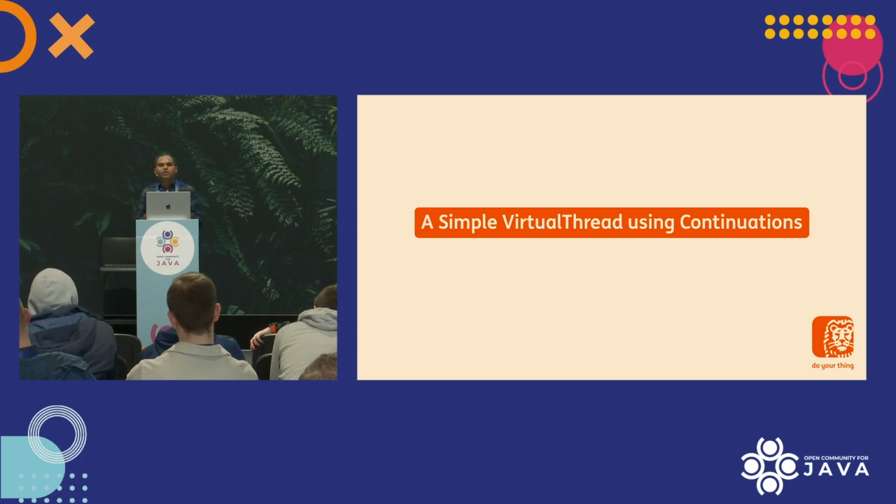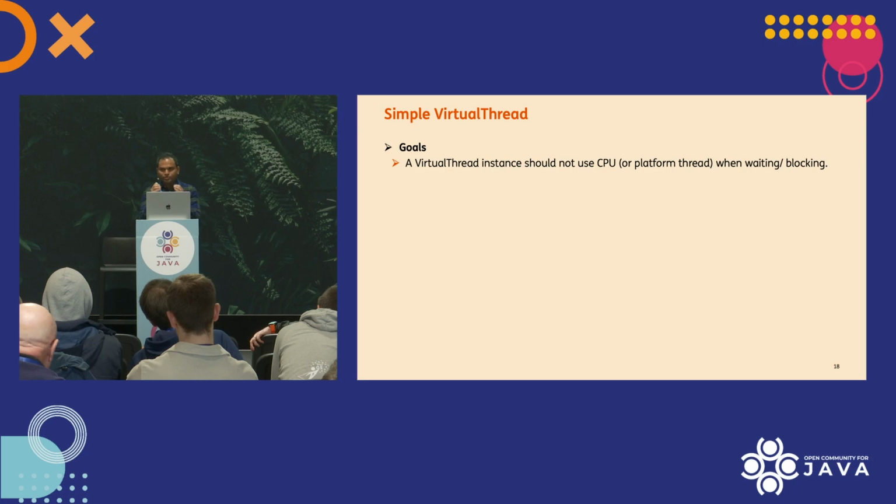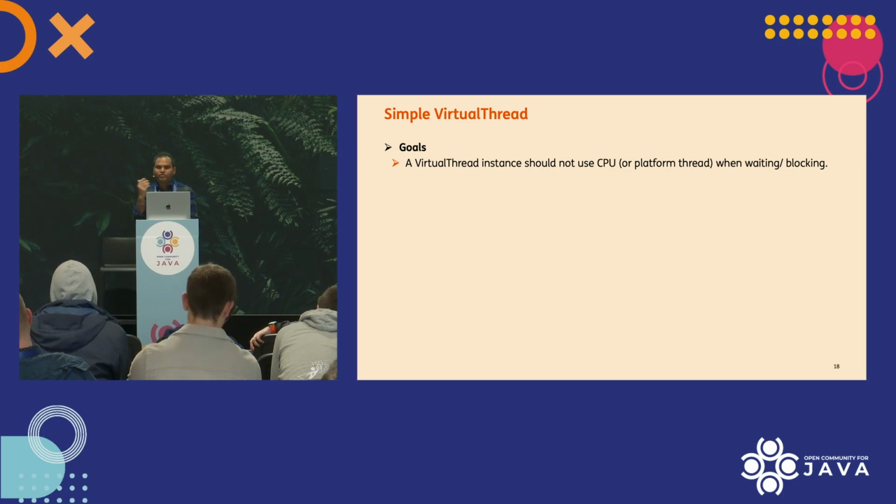Okay, now, when we create our virtual thread implementation, for us to call it a virtual thread, it has to behave like a virtual thread, right? So it has to have certain characteristics. We call them the goals of our exercise. And the first goal is a virtual thread instance. So when we have a virtual thread class created, the instance of that class should not use CPU or platform thread when it is waiting or when it is blocked. Sounds reasonable, right? For a virtual thread, this has to be there.